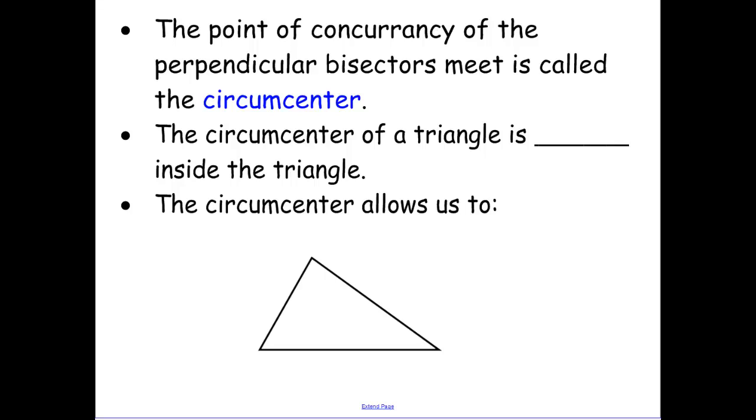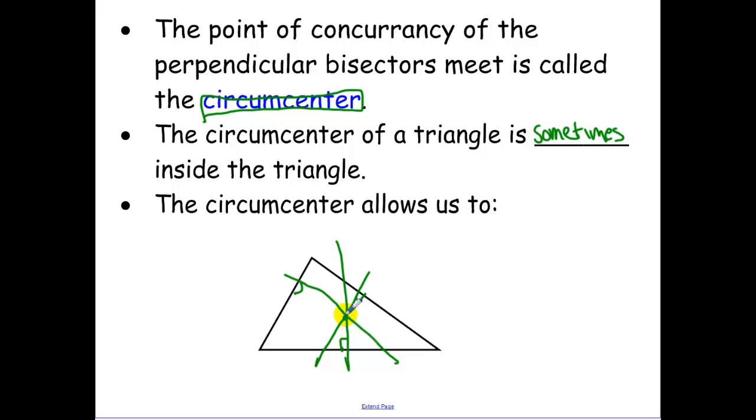The point of concurrency of our perpendicular bisectors is called the circumcenter. And hopefully you remember from our Sketchpad activity that the circumcenter of a triangle is sometimes inside of our triangle. Since it's our perpendicular bisectors, if I draw in my perpendicular bisector super quick here, I kind of cheated on that one.